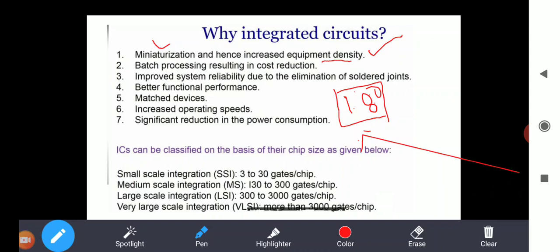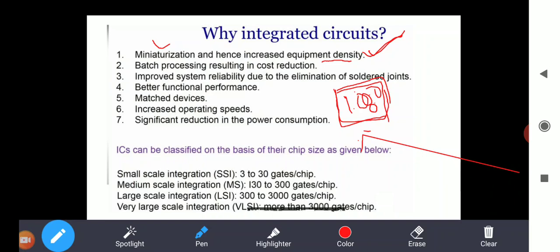Are you able to listen? Instead of forming 100 transistors in the chip, if we apply 1,000 or 10,000 transistors, the density of the IC increases. Because of this miniaturization and hence increased equipment density. Because of the very small size, the equipment density increases.